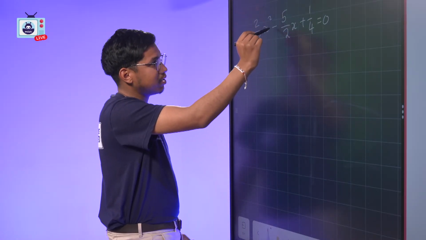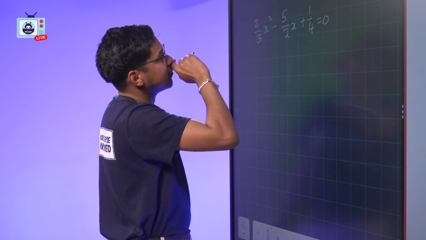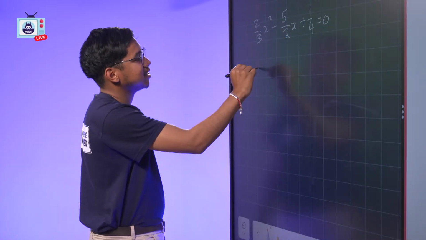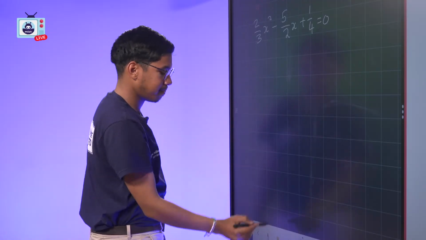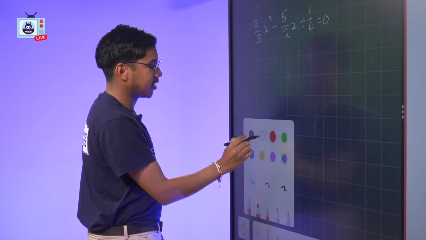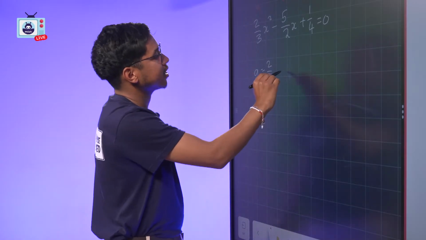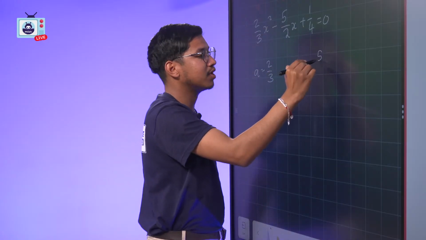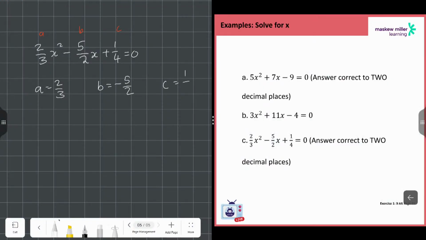Remember, this doesn't have to be a plus, it's plus or minus. So that is my b value over there, and then c is what? A quarter. So in this case, I can see that a is equal to 2/3, b, very important, is negative 5 over 2, and then c is equal to a quarter.